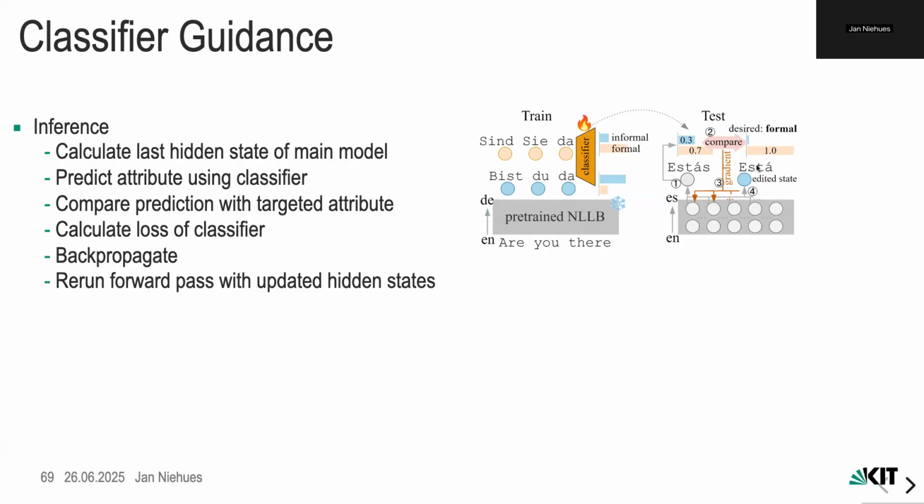So by this means we're looking at the hidden representation. We're using the hidden representation again, but we're forcing the model to be the way we want and changing the hidden states in that way.